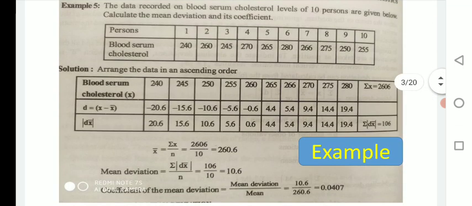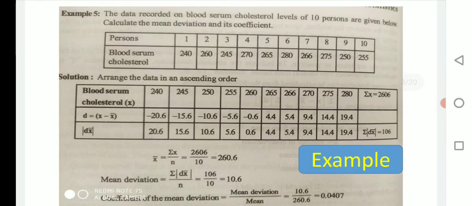Again, this is the next example. In that it is given that the data recorded on the blood serum cholesterol level of 10 persons are given below. Calculate the mean deviation and its coefficient. Similarly, as we have seen in the previous problem, we have to arrange the given data in ascending order.